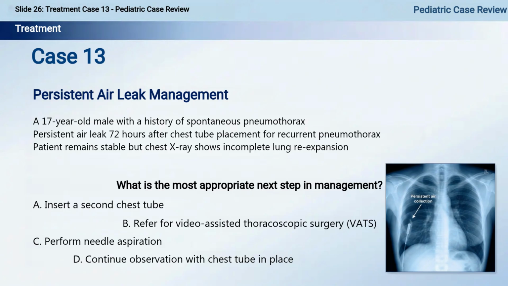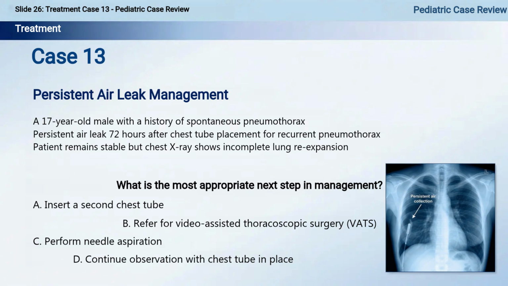Case 13. Treatment case. A 17-year-old male with a history of spontaneous pneumothorax has a persistent air leak 72 hours after chest tube placement for recurrent pneumothorax. The patient remains stable, but chest X-ray shows incomplete lung re-expansion. There is no improvement despite proper chest tube positioning and suction. What is the most appropriate next step in management?